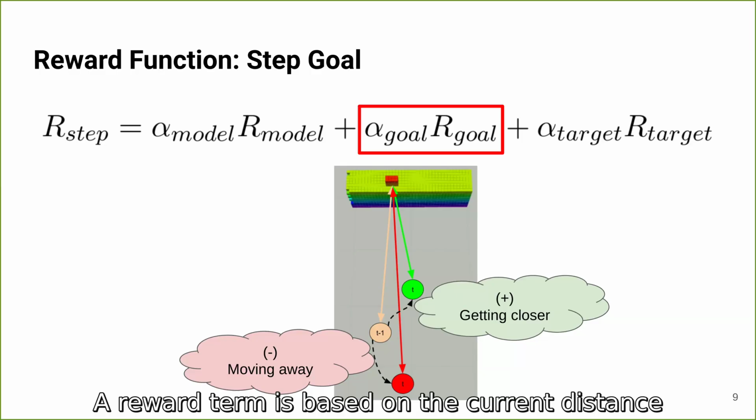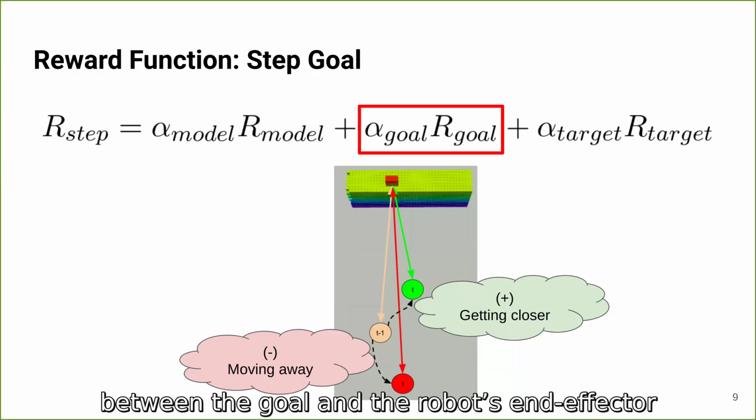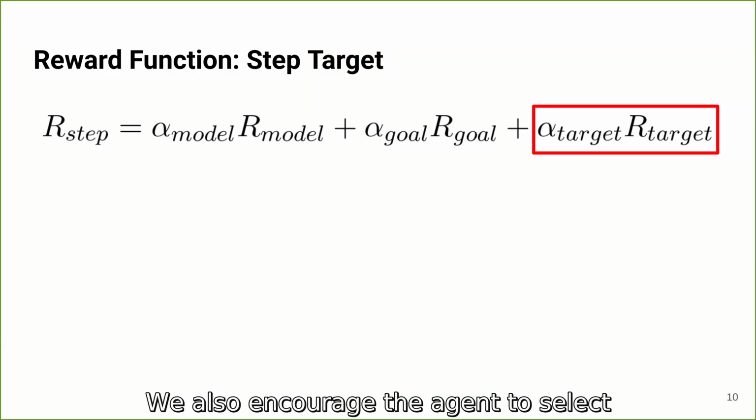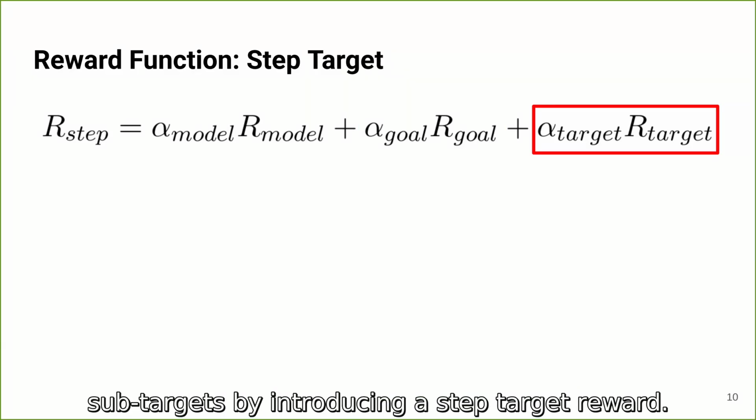A reward term based on the current distances between the goal and the robot's end effector encourages the robot to move closer to the goal. We also encourage the agent to select sub-targets by introducing a step target reward.